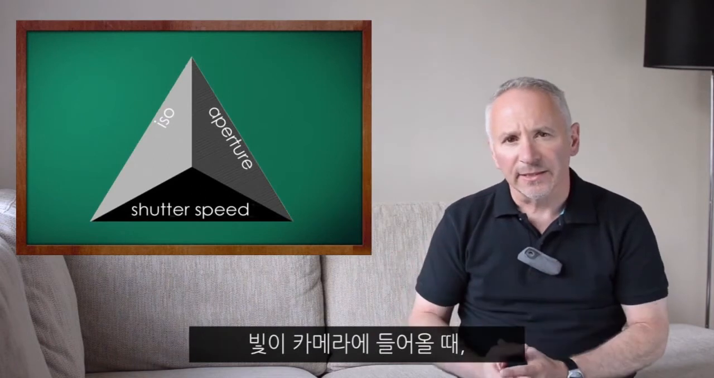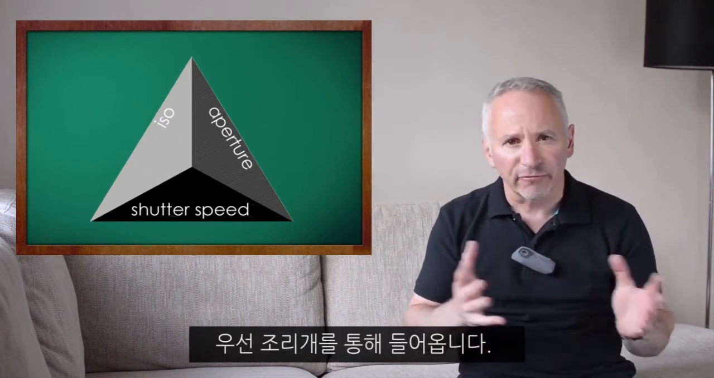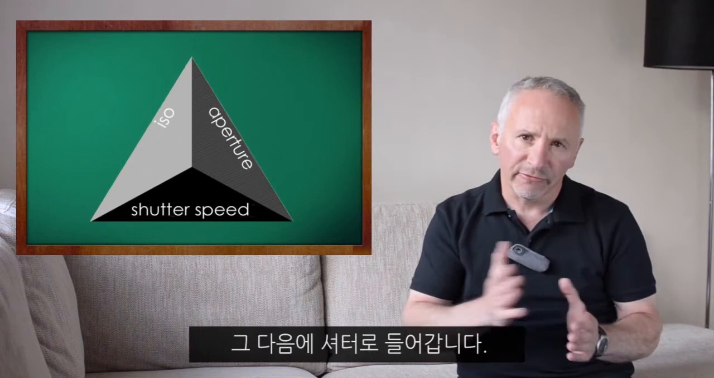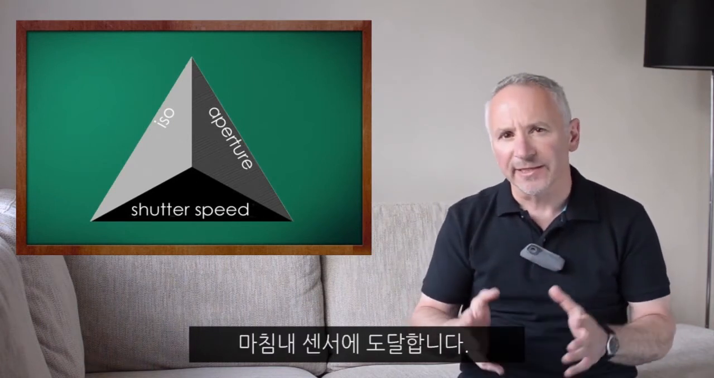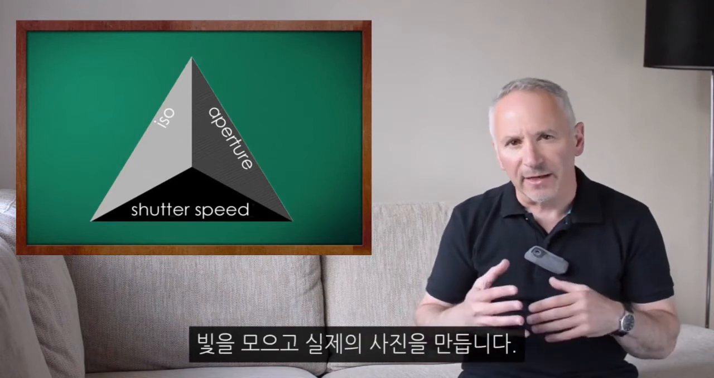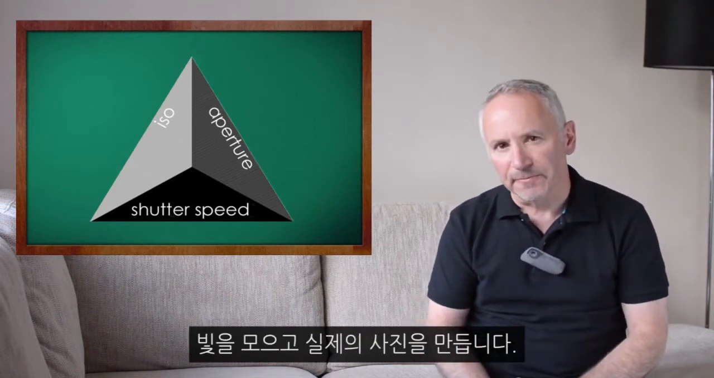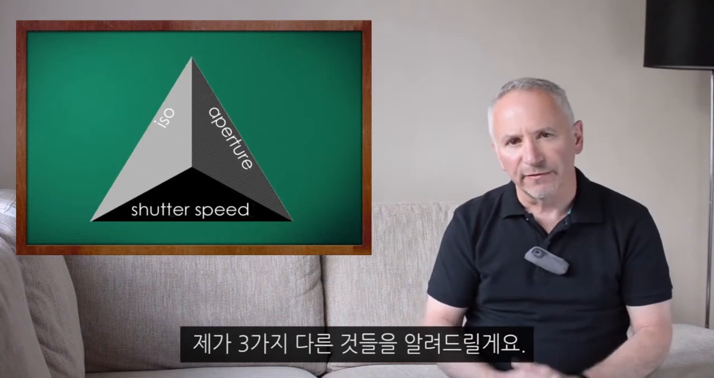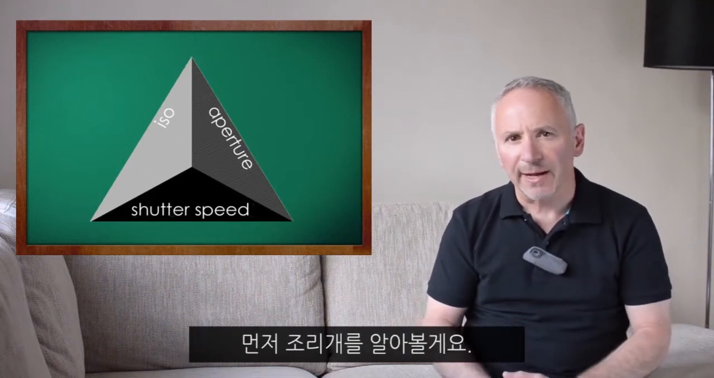When light comes into the camera, it first of all enters through the aperture, then it goes through the shutter, and finally it hits the sensor. The sensor is the equivalent of film and gathers light and makes the actual picture. I'll be talking about each of those three different things, but first of all, let's look at apertures.